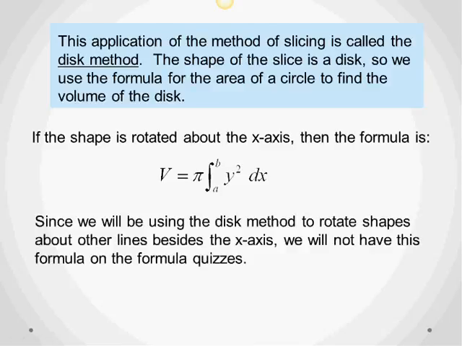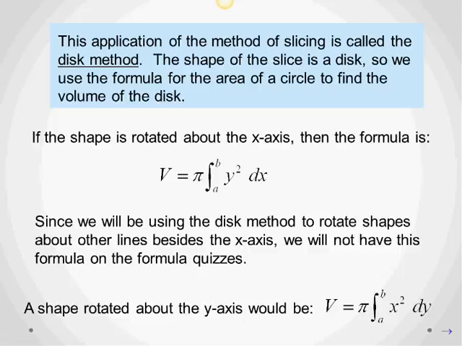Since we'll be using the disk method to rotate shapes about other lines besides the x-axis, we're not going to have this formula on any kind of quizzes or tests. It's going to start to become second nature because you know that the area of any circle is pi r squared. So you should be fine not worrying about memorizing that. It should come naturally. A shape rotated around the y-axis would be integrated with respect to y. And we have here x squared, but don't think that it means that our function is in terms of x. It will actually be written in terms of y when we solve it for x.